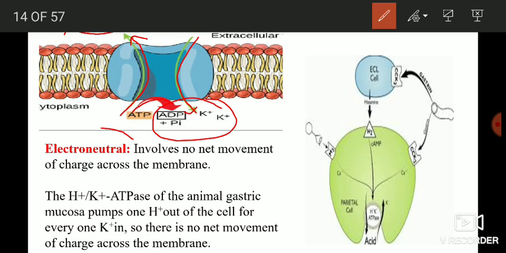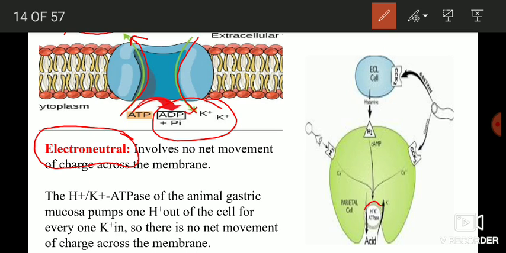And now the second type is electroneutral pumps. Those pumps which function in a way that there is no net movement of charge across the membrane are known as electroneutral pumps. And the example is H positive, K positive ATPase of animal gastric mucosa. It pumps 1 H positive ion out of the cell for every K positive ion which moves inside the cell. So there is no net movement of charge across the membrane.